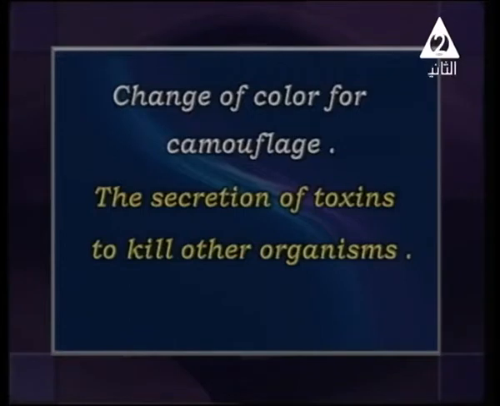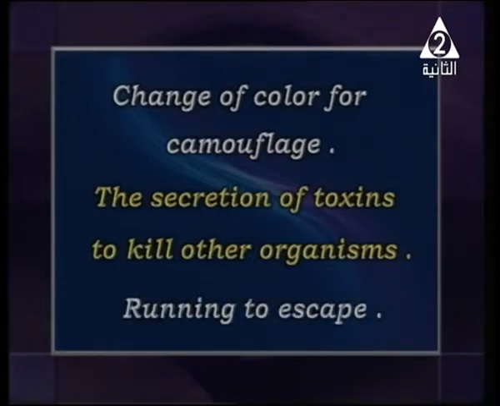After that we have secretions of toxins. Toxins are toxic substances. Some insects and animals have the ability to secrete a toxic or poisonous substance, for what? To defend themselves, to kill other organisms, to survive, as we said. And also running to escape. Some animals are very fast, and other animals are very lazy. Or some animals don't move at all, like sponge. It doesn't have any locomotory organs.